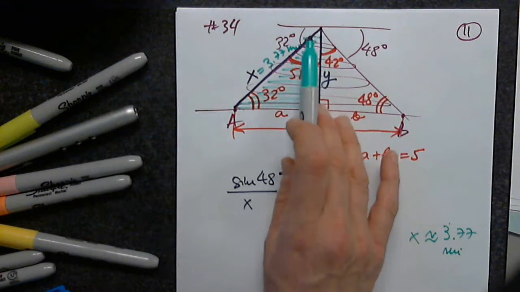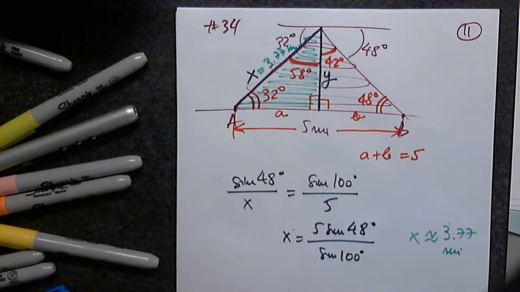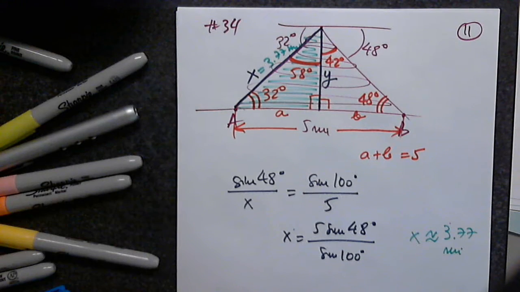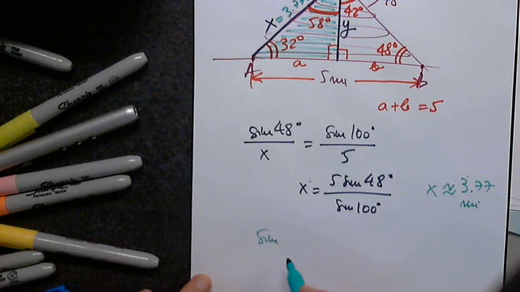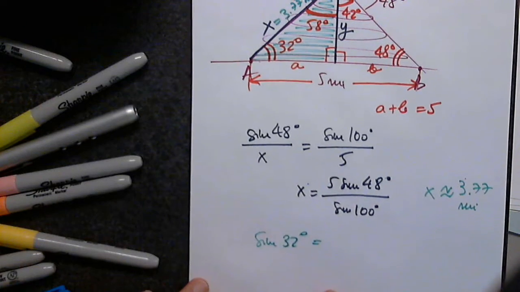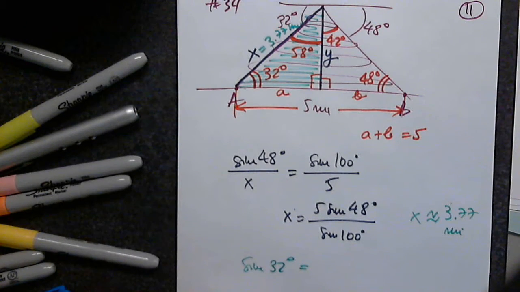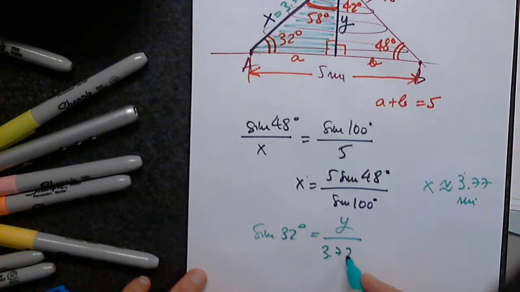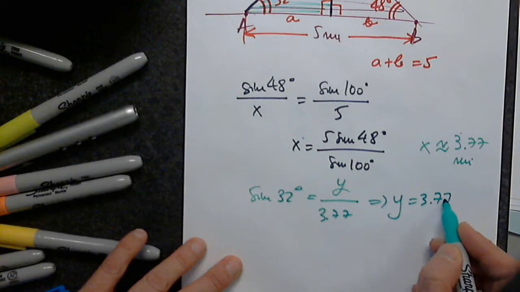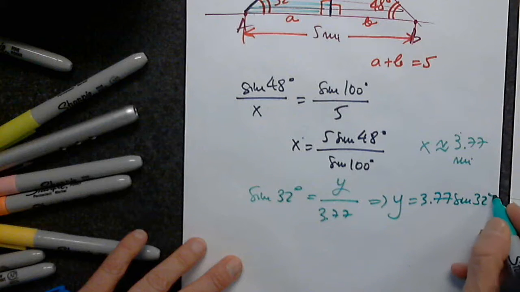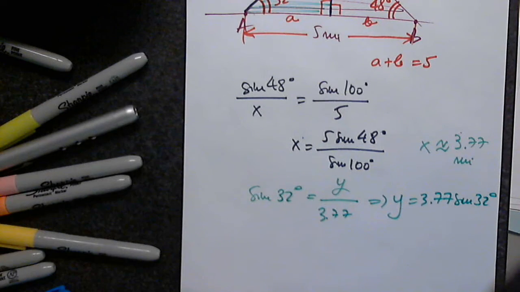What will you apply in this triangle to find y? Sine. Okay, I agree with sine. Sine of 32 degrees equals? y over 3.77. Exactly. Cross multiply. So from here you have y equals 3.77 times sine 32. And this is a very good application of law of sines.